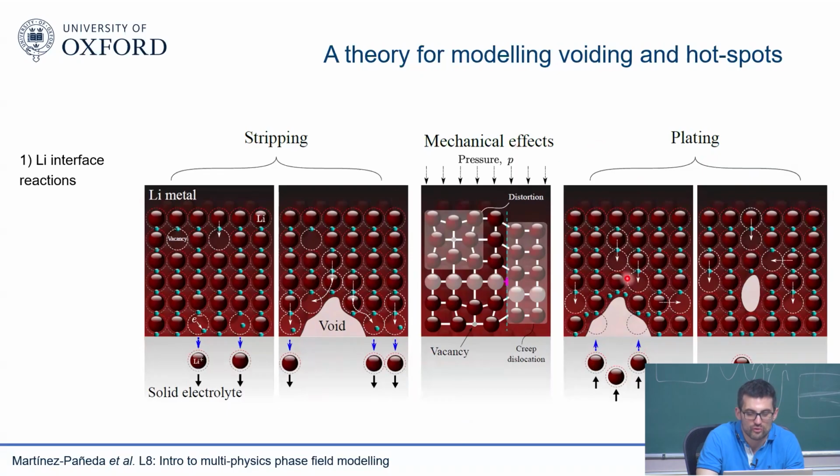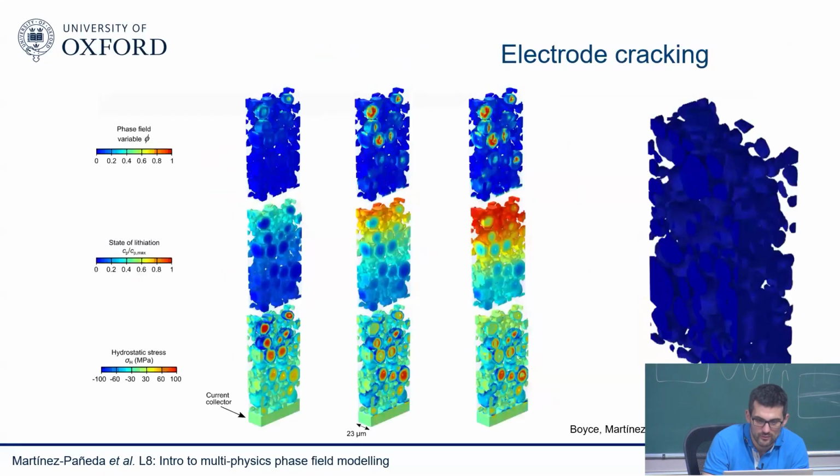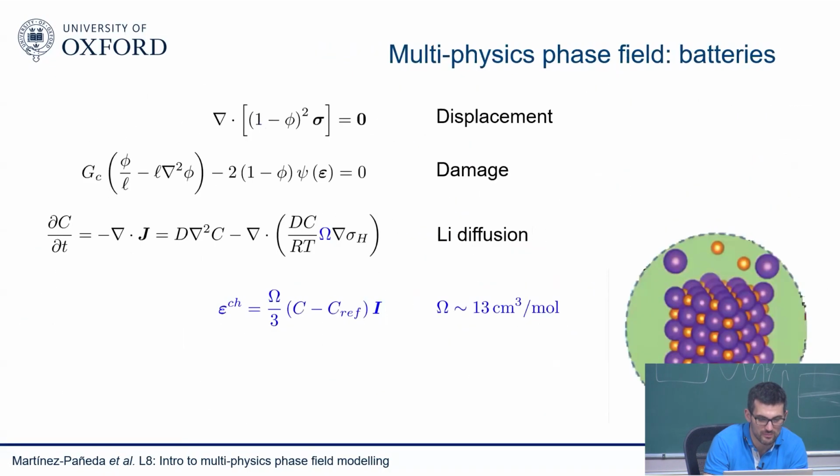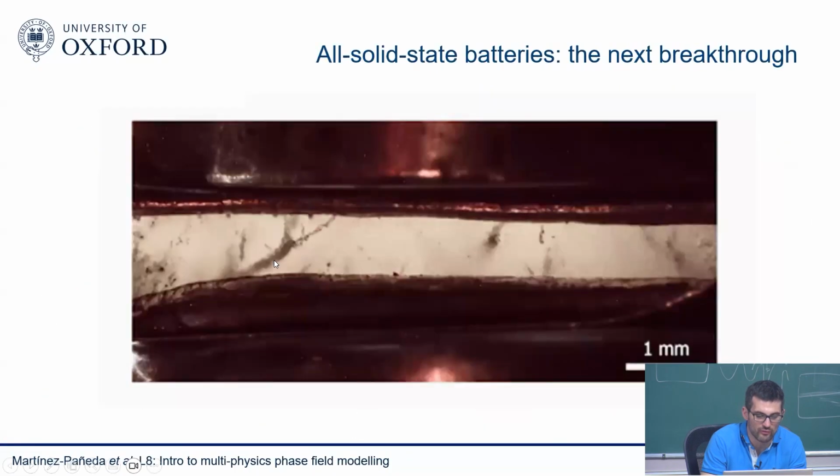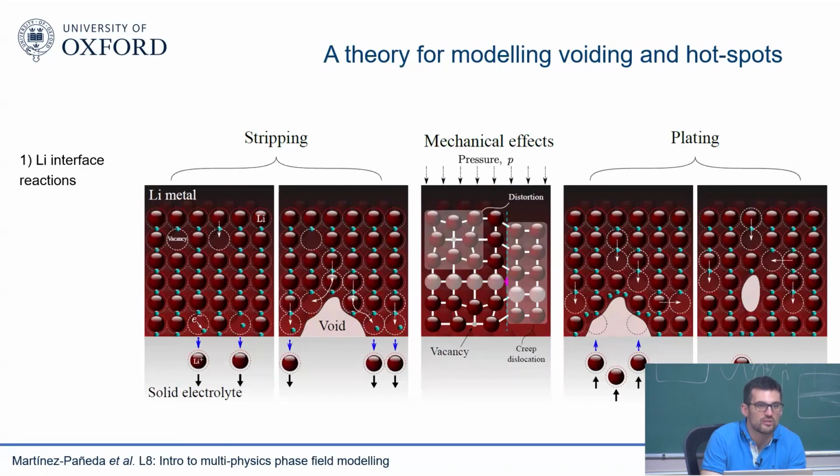And then you also have the mechanical effects, and there are two types. One is the distortion of the lithium metal lattice due to the vacancy diffusion. This is very similar to the chemical strains that we discussed before. The other mechanical effect is that you have a lot of creep and deformation in the lithium, and you're applying a mechanical pressure to try to close those voids.